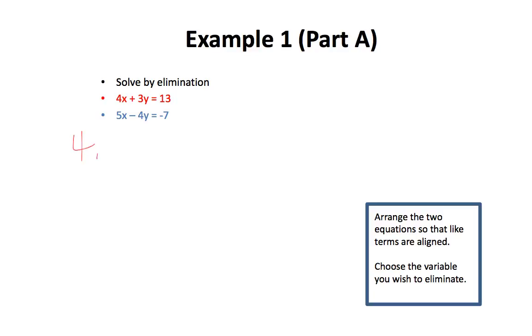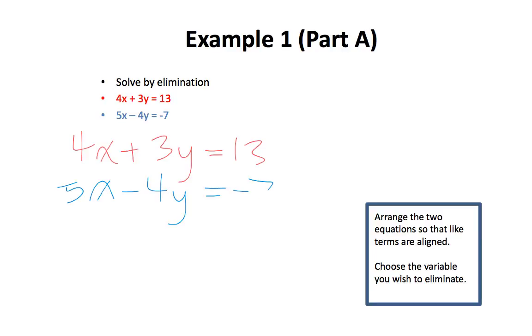Our first equation is 4x plus 3y is equal to 13. Meanwhile, our second equation is 5x minus 4y is equal to negative 7. Fortunately, like terms are already aligned. 4x and 5x are like terms, positive 3y and negative 4y are like terms, and positive 13 and negative 7 are also like terms. Finally, we need to choose the variable we wish to eliminate.